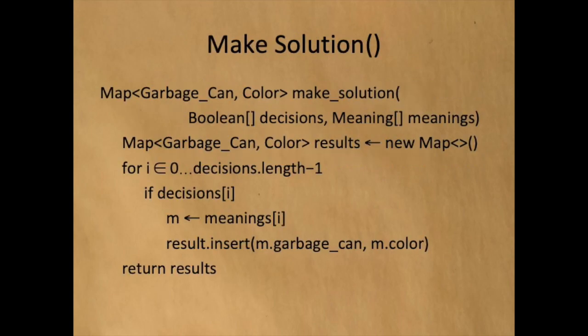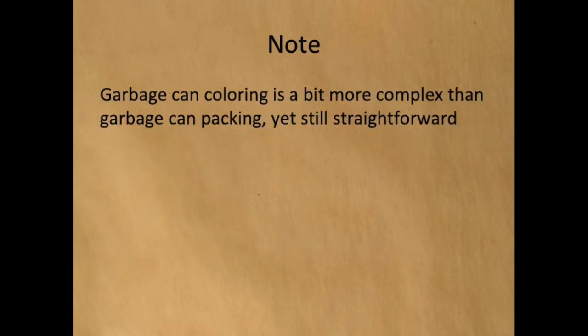The function makeSolution is also quite straightforward. We first create a map from garbage can to color to hold the results. Then we loop through all of the decisions, looking for the ones that are marked true. If the decision is true, then we will take the garbage can and color combination from this decision and add it to the map. And finally, we will return the results. Note that garbage can coloring is a bit more complicated than garbage can packing, but not by much.